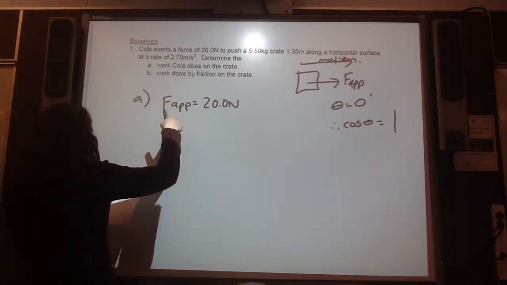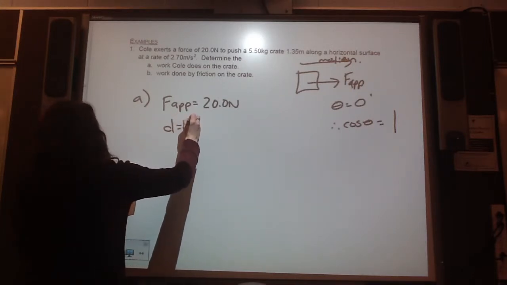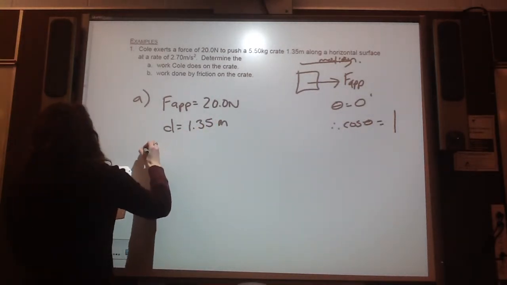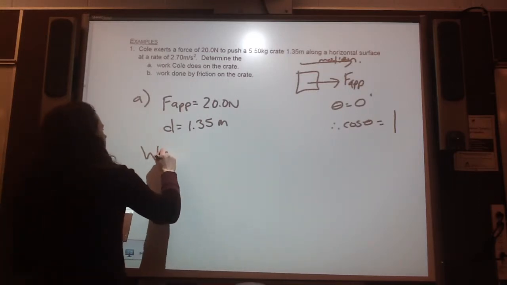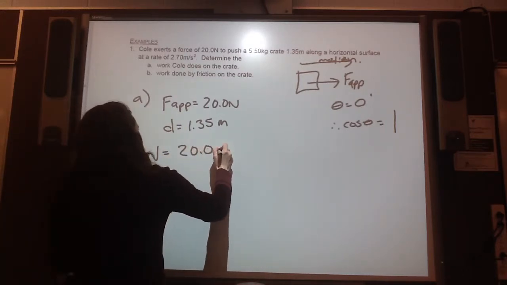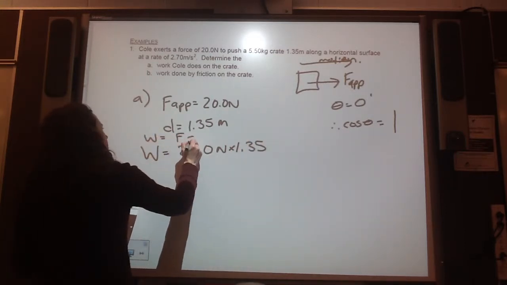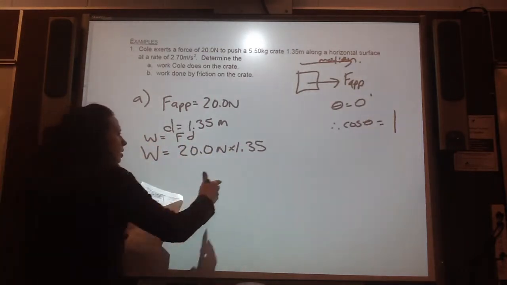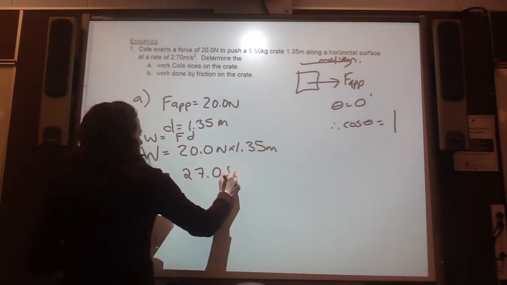I'm just going to write out everything else. So here now too, my displacement is 1.35 meters. I'm trying to find work done by Cole. So I'm taking the force applied by Cole over the displacement that he went. So I should have put here work equals force times distance. And I know cos theta is 1, so I'm just going to leave work equals force times distance. So it should be meters. So work then is 27.0 joules.